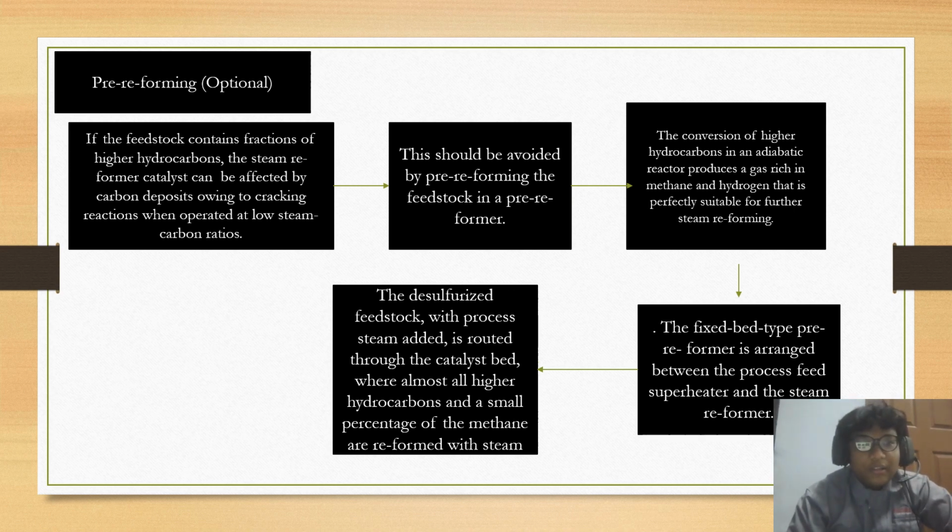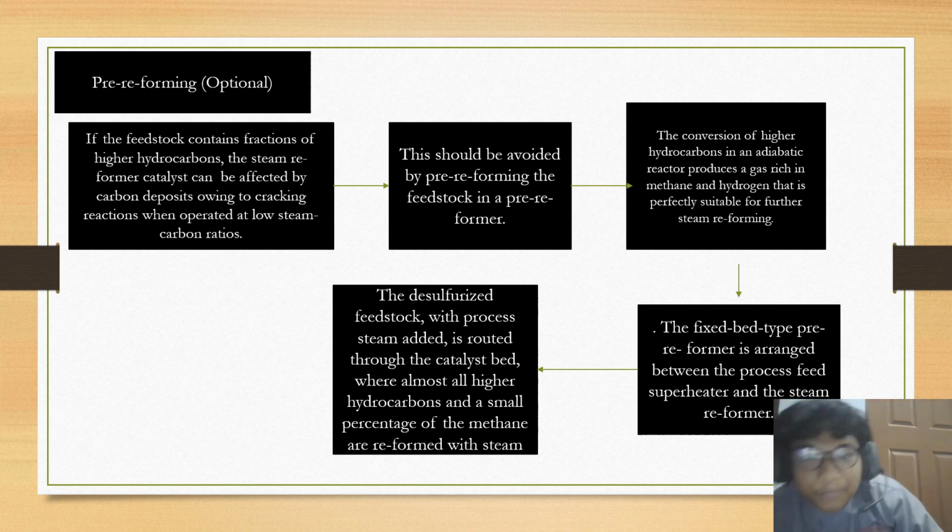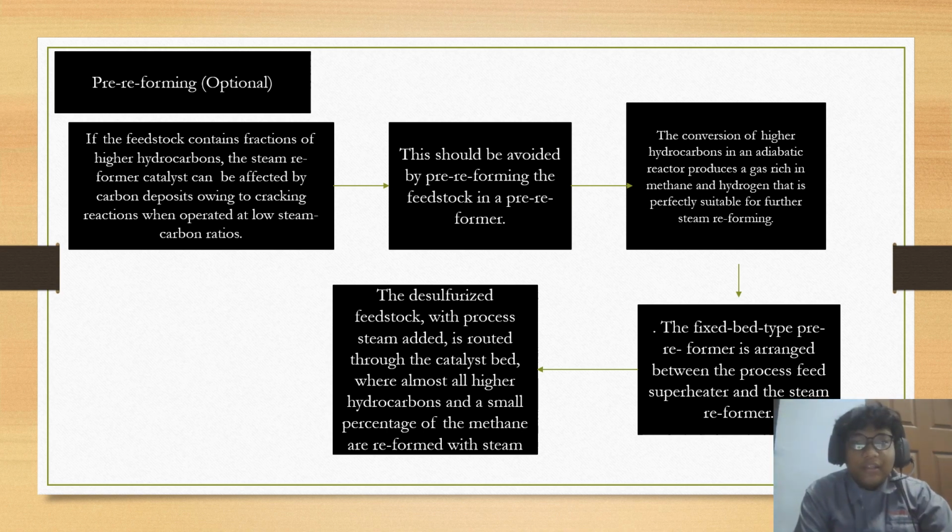Pre-reforming is optional. If the feedstock contains fractions of higher hydrocarbons, the steam reformer catalyst can be affected by carbon deposit owing to cracking reactions when operated at low steam to carbon ratio. This should be avoided by pre-reforming the feedstock in a pre-reformer. The conversion of higher hydrocarbons in an adiabatic reactor produces a gas rich in methane and hydrogen that is perfectly suitable for further steam reforming.